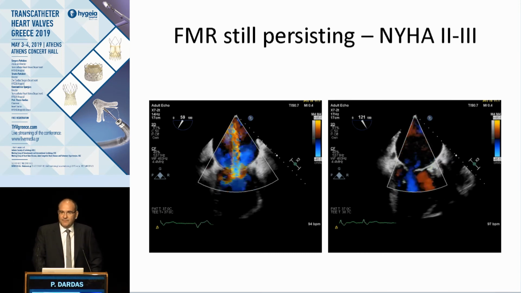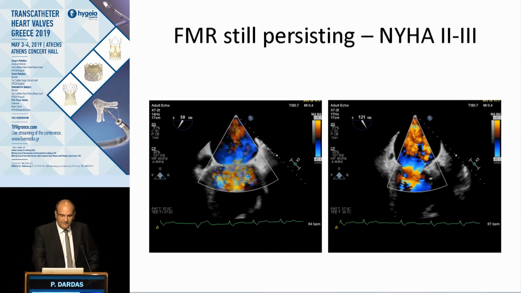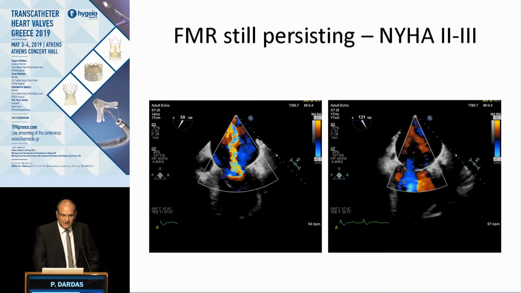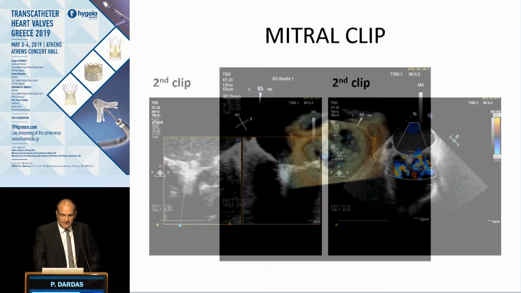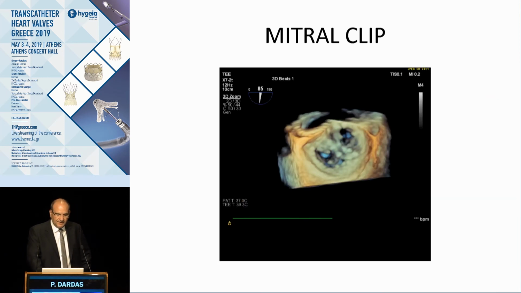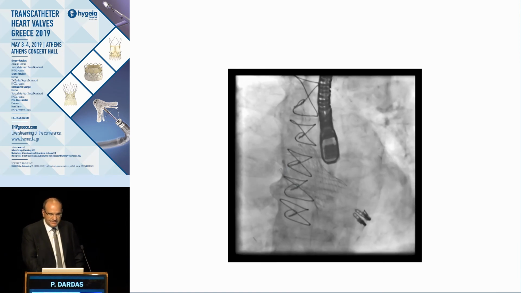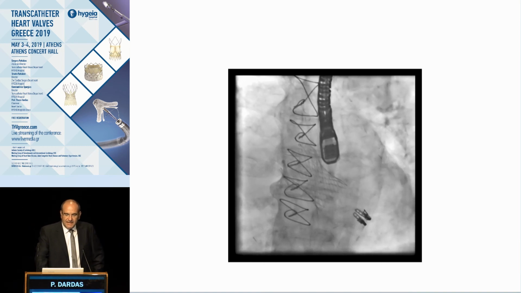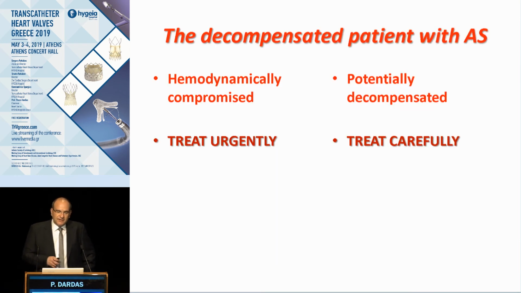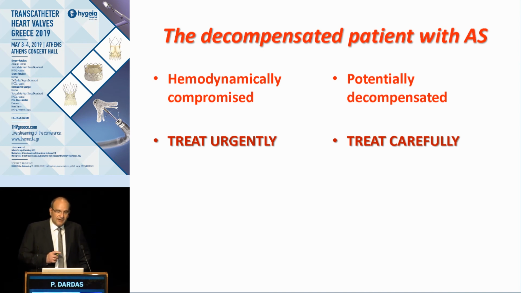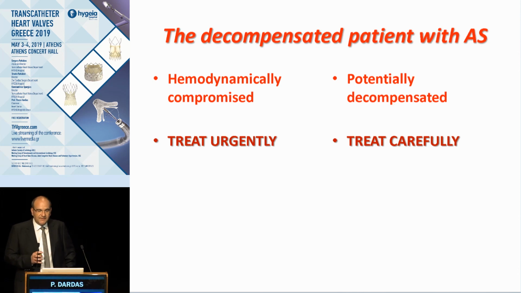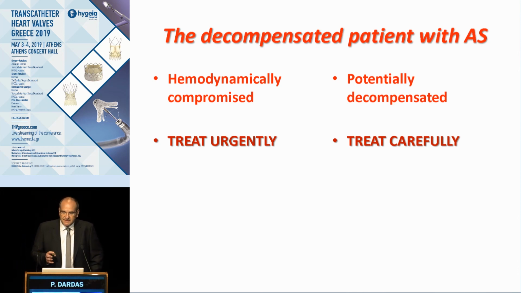So he had to come down to the cath lab very soon after the first procedure and receive 2 mitral clips with a very good result. And this was the final appearance. And this was the angiographic appearance. So dealing with decompensated patients with aortic stenosis, if they are hemodynamically compromised, we have to treat urgently. If they are potentially decompensated, we have to treat carefully.